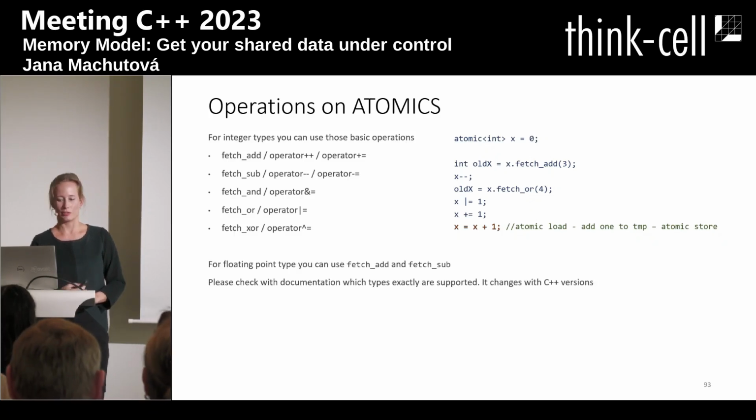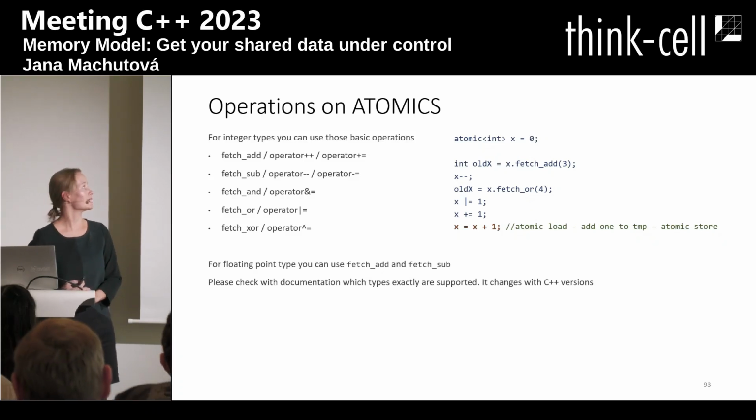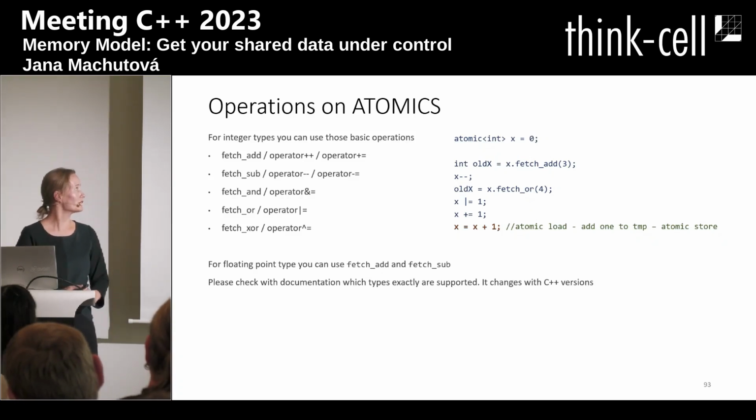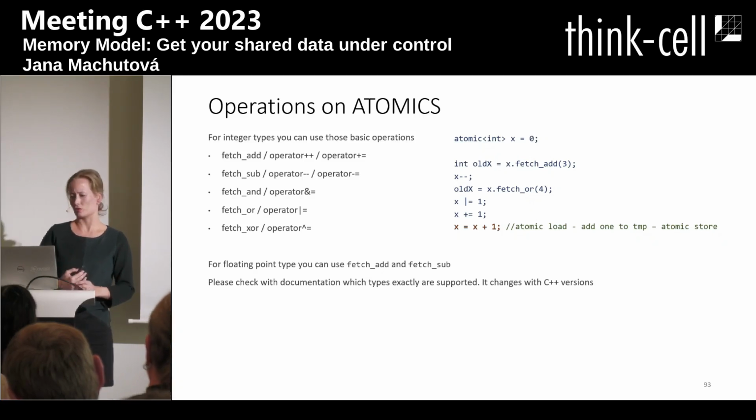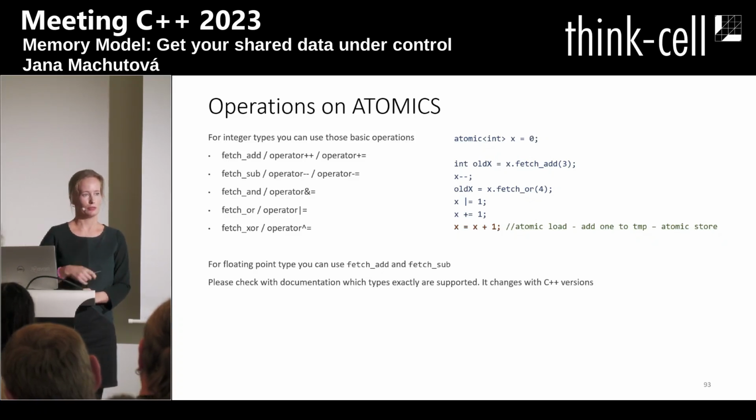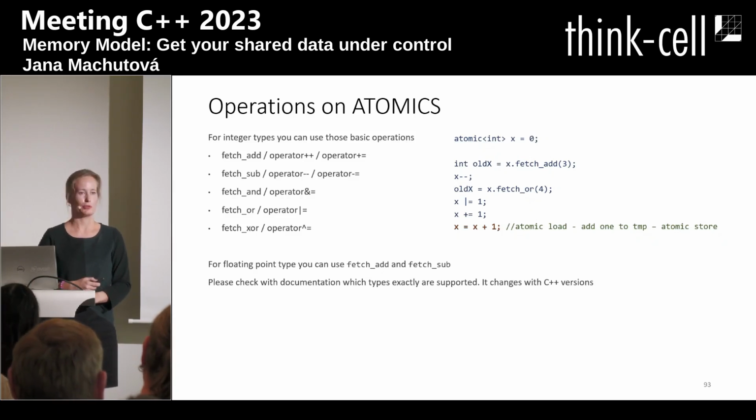With floating point types, you can use addition and subtraction, but so far it's not supported on doubles. It will be in the next version, but it's better to check the documentation because which types support which operations changes through the versions of C++.